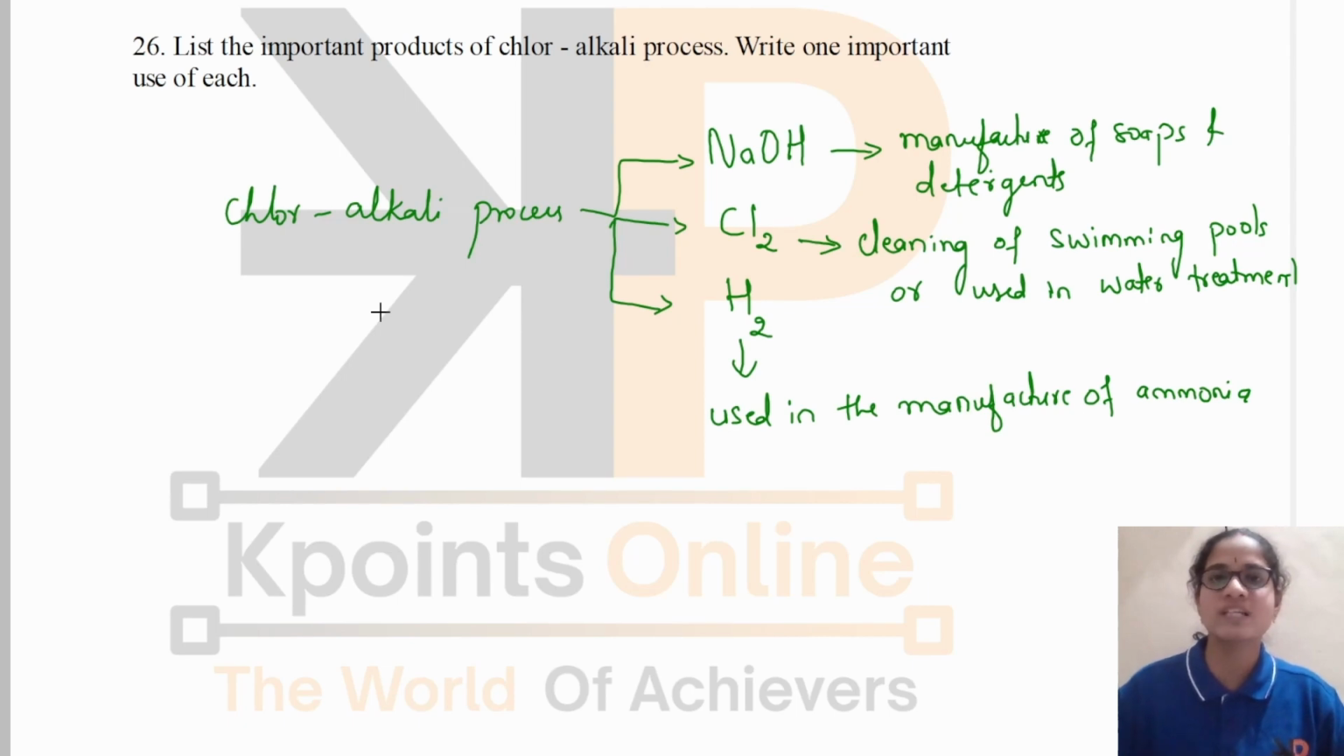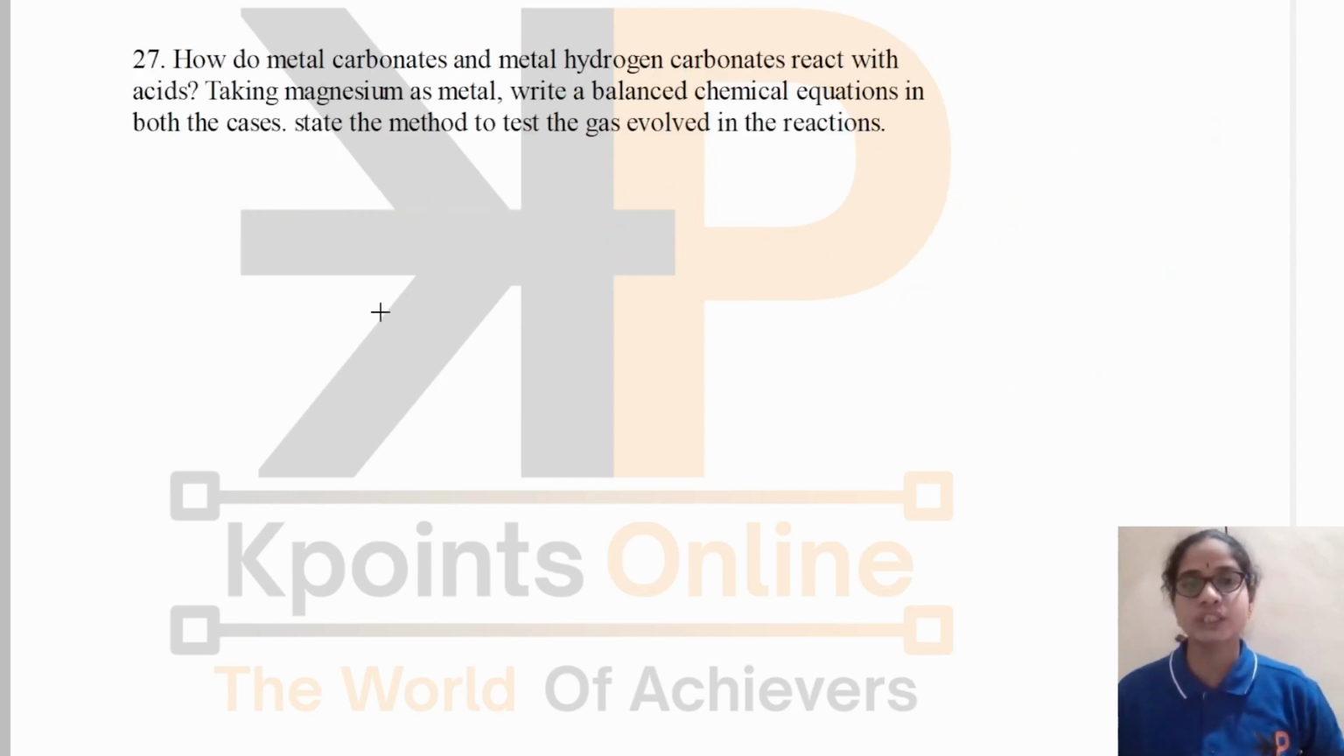Okay, so we should always remember the commercial benefits of these products like chlorine, hydrogen, sodium hydroxide, and the other products that are obtained from sodium chloride like baking soda, washing soda, etc. Then the next question is, how do metal carbonates and metal hydrogen carbonates react with acids? Taking magnesium as metal, write balanced chemical equations in both the cases. State the method to test the gas evolved in each of the reactions.